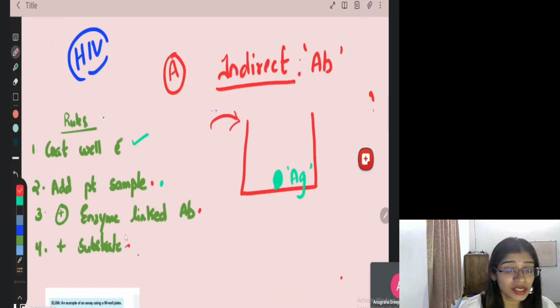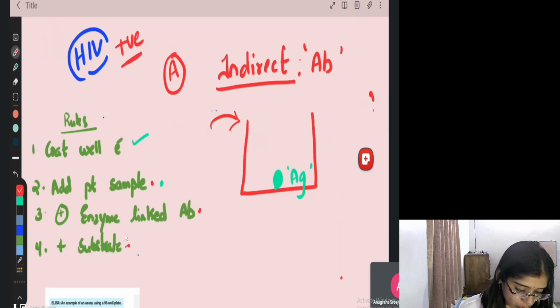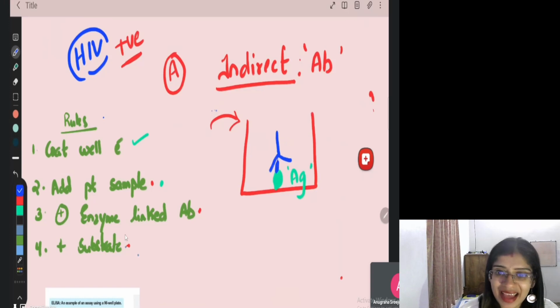So, if the patient is actually positive for HIV, if the patient has HIV, his sample will be having what? HIV antibodies, right? His sample will be having HIV antibodies. So, I am drawing. This HIV antibodies now will go and bind with what? This HIV antigen, because antigen and antibodies are lovers. This much clear? Okay. So the second step is also done.